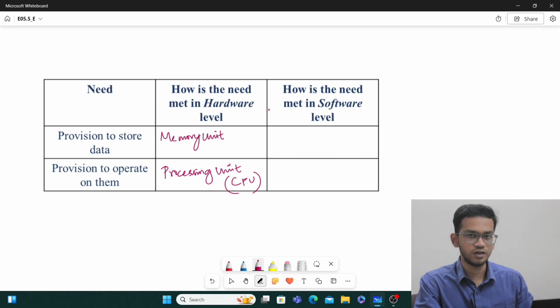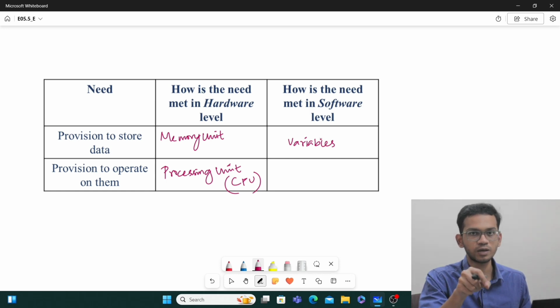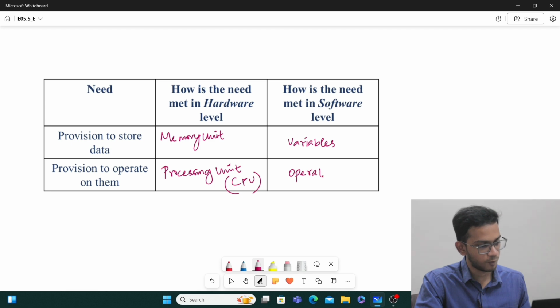Now, on the other hand, if you move to the software side, the provision to store data, whatever you are storing in your memory unit, is basically nothing but variables in your code, because these variables store the address of that memory location. That's the fundamental definition of a variable. So these variables handle the memory at the software level, and any provision to operate on them is basically achieved with the help of operators.